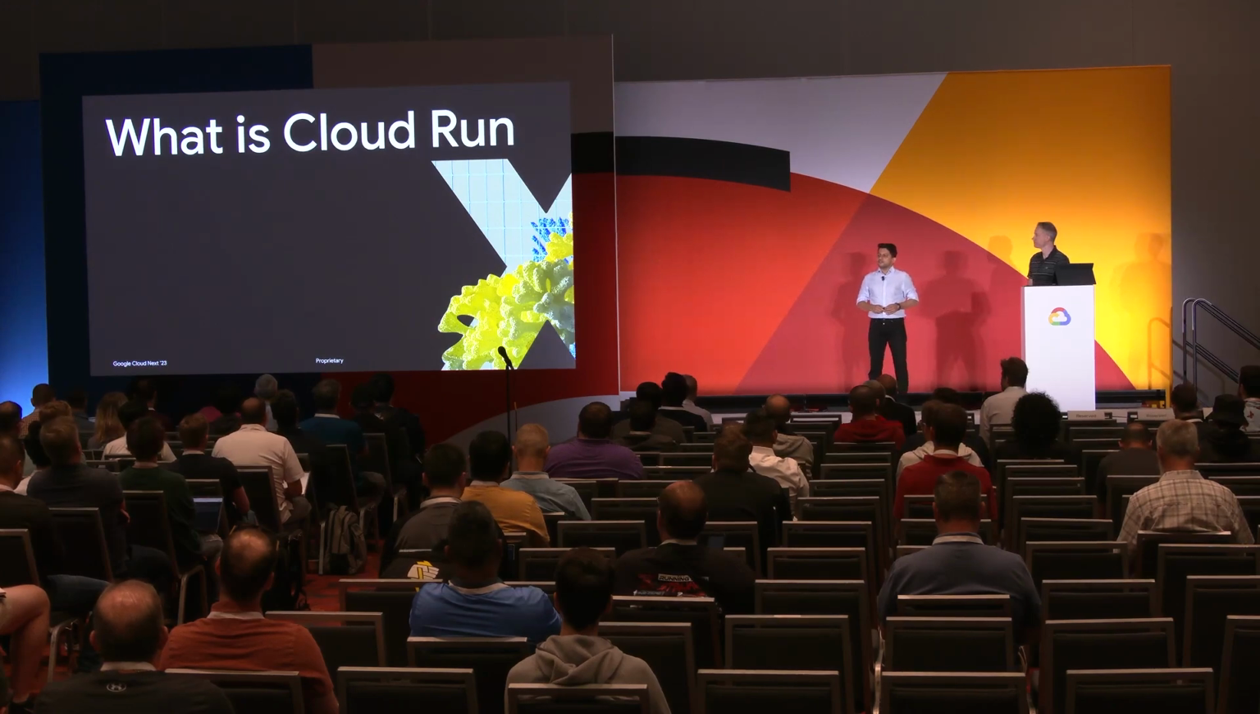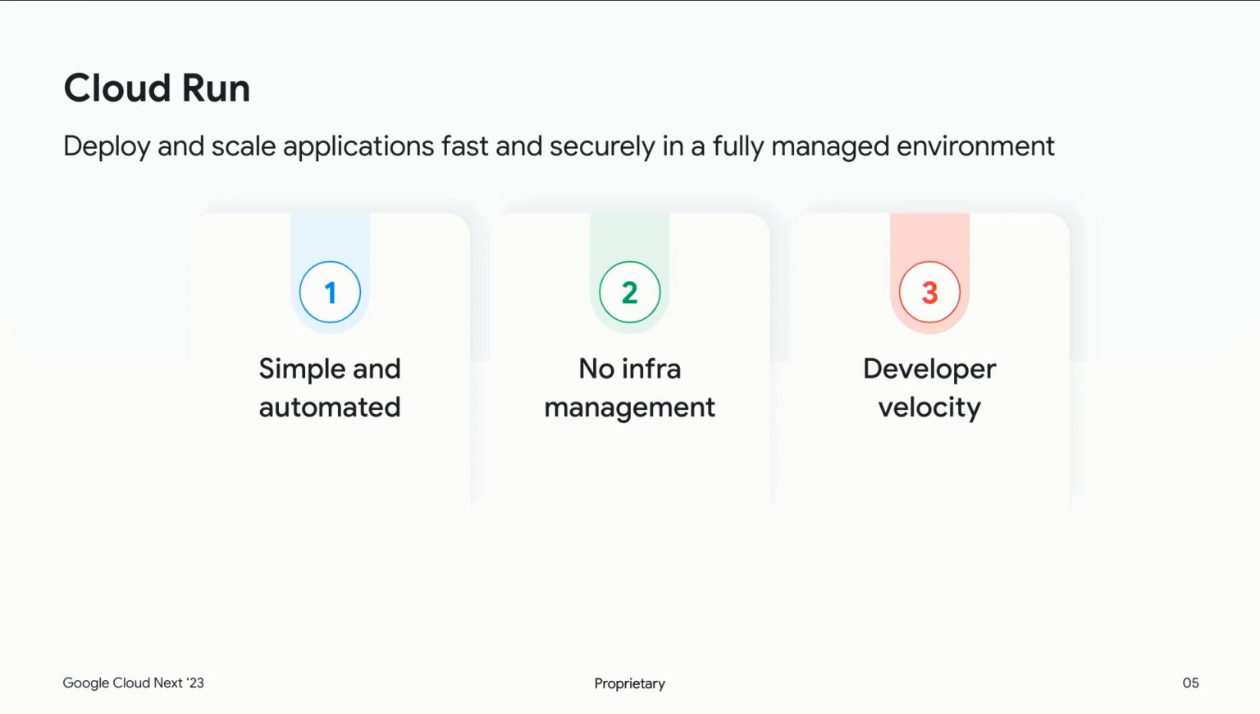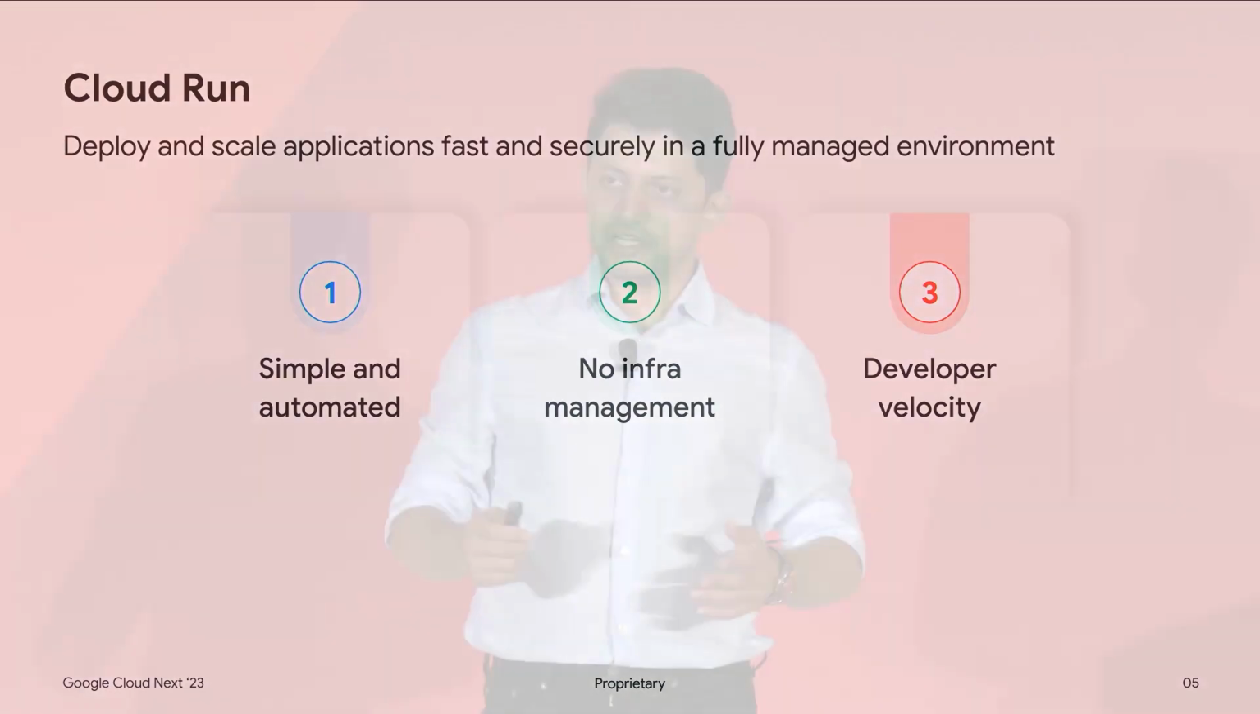Before we dive into the topic of Sidecars, let's talk a little bit about what is Cloud Run. So Cloud Run is Google Cloud's fully managed platform for running your containerized applications in a fully serverless manner. Cloud Run allows you to deploy and scale applications fast and securely in a fully managed environment. It's simple and automated. You just need to bring your container, and we do the rest, including scaling down to 0. There is no infrastructure to manage, which means there is no compute cluster management required or network connectivity management required.